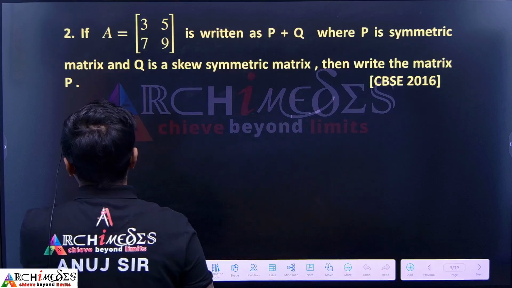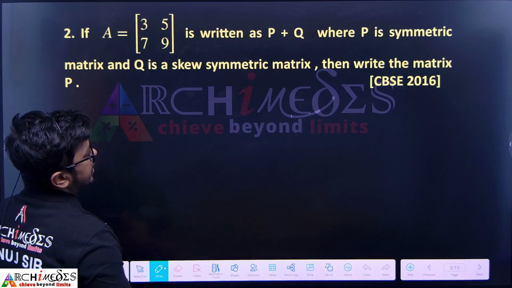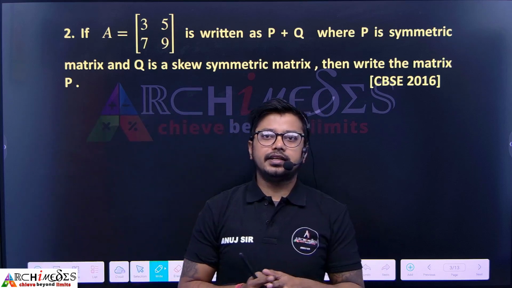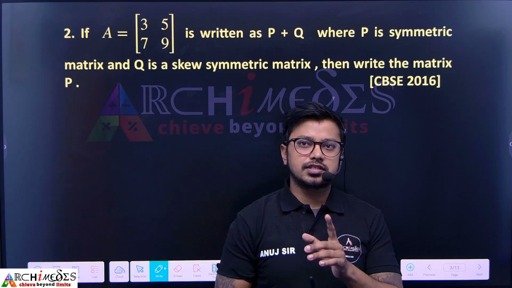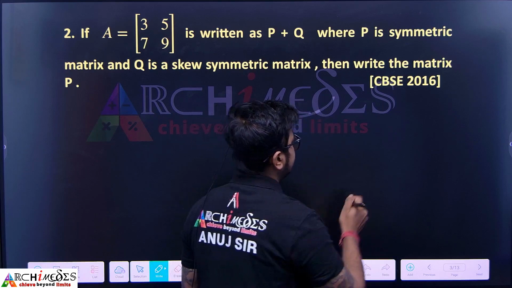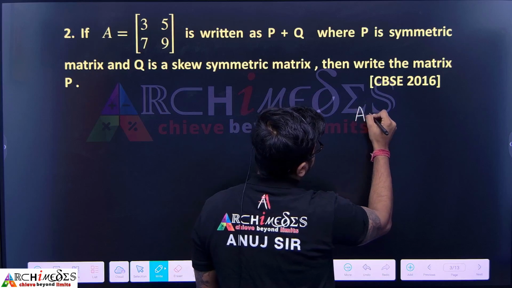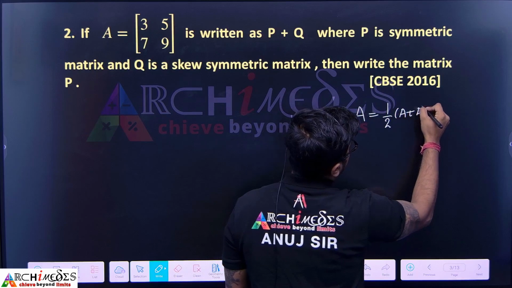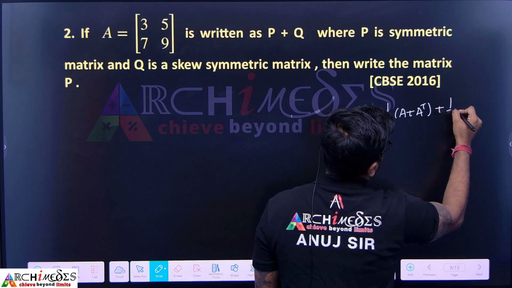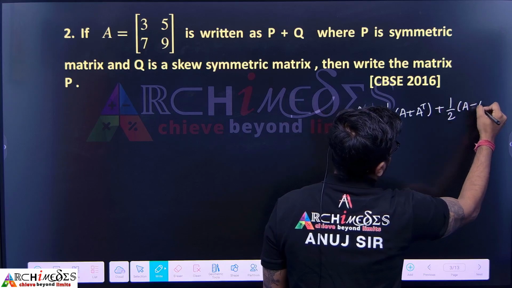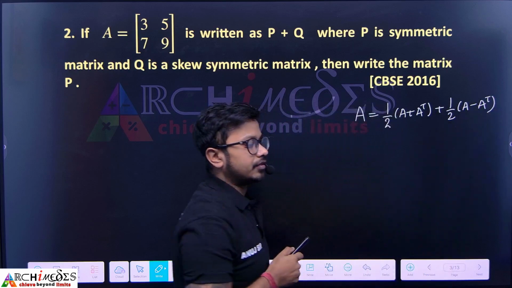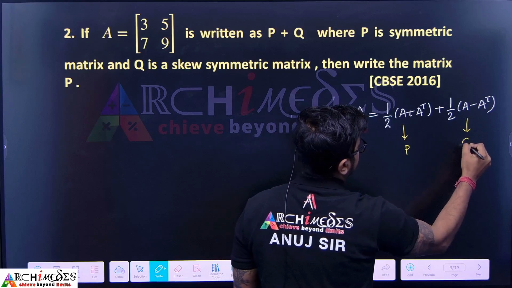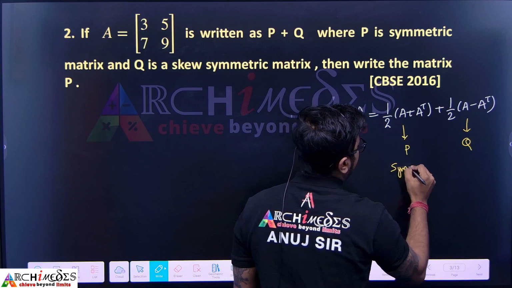Here, if A is written as P plus Q, where P is a symmetric matrix and Q is a skew symmetric matrix, you know we have done one theorem that any square matrix can be expressed as a sum of a symmetric and a skew symmetric matrix. In that case, if A is a matrix, we express it as half into A plus A transpose plus half into A minus A transpose. You know this very well. So the matrix is expressed as the sum of the symmetric and skew symmetric, and this is P and this is Q, because you know that this is symmetric and this is skew symmetric.